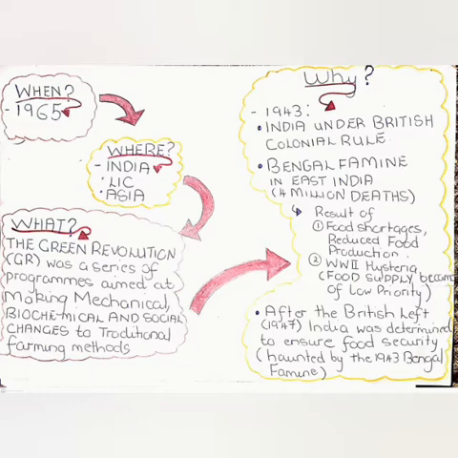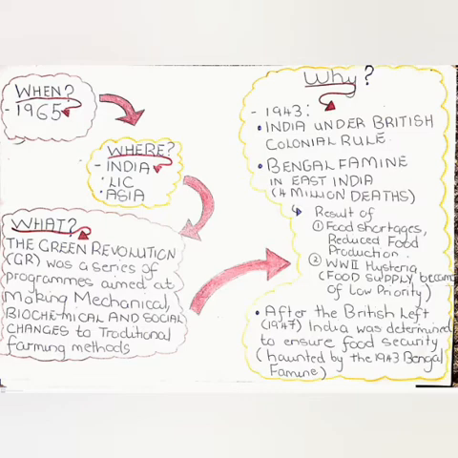So in 1943, under British rule, the Bengal famine killed about 4 million people. And of course, after such a tragic event, a lot of people were skeptical, a lot of people were scared, a lot of people were uncomfortable.